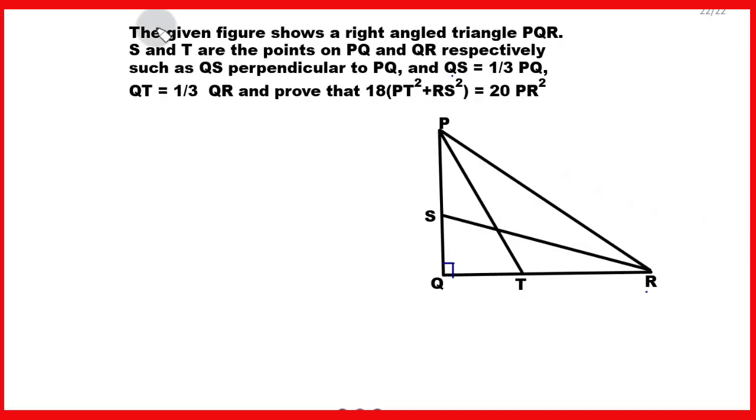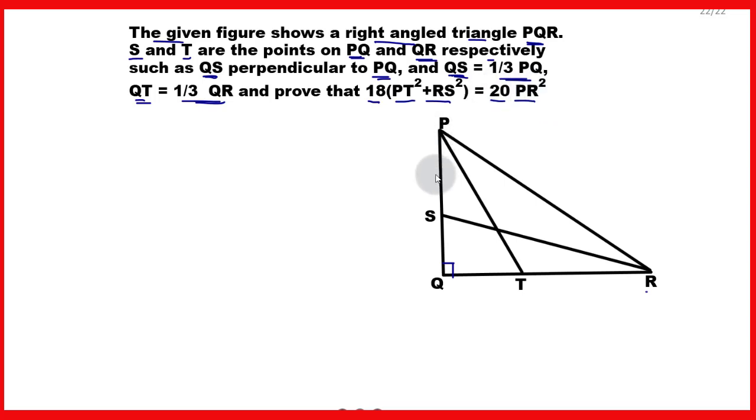Friends, here is a question. The given figure shows a right angle triangle PQR. S and T are the points on PQ and QR respectively, such that QS is perpendicular to PQ and QS is equal to 1/3 of PQ and QT is equal to 1/3 of QR. Prove that 18 into bracket PT square plus RS square close the bracket, which is equal to 20 PR square.